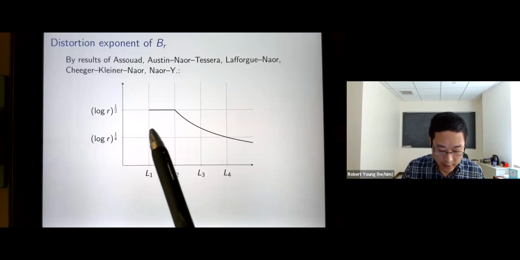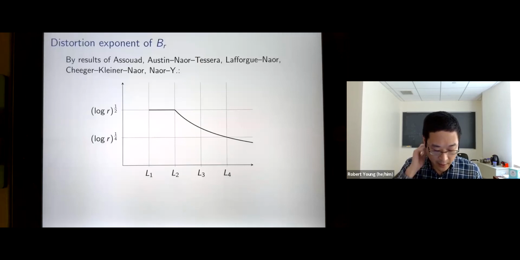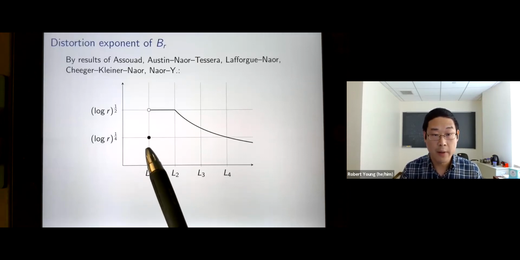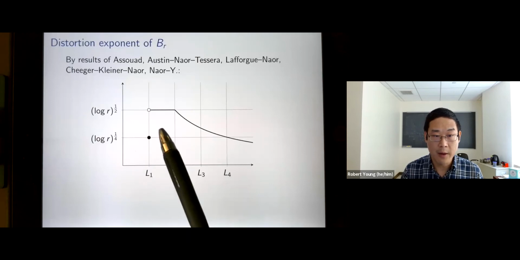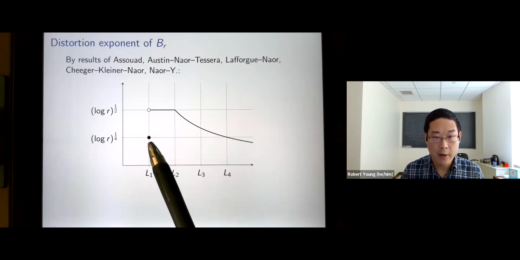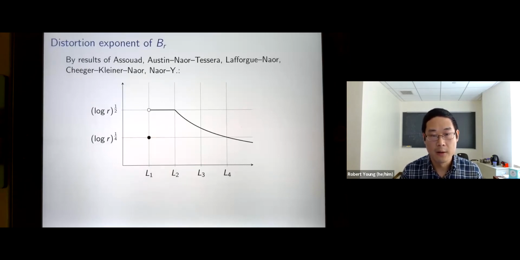And that just leaves one exponent, which is what happens in L1. So that plateau is also a result of Laforgue and Naor. That just leaves what happens in L1. And it turns out that what happens in L1 is that we have a discontinuity. It turns out that there is an embedding in L1 which is better than this Weierstrass style embedding, that has distortion fourth root log r rather than root log r.